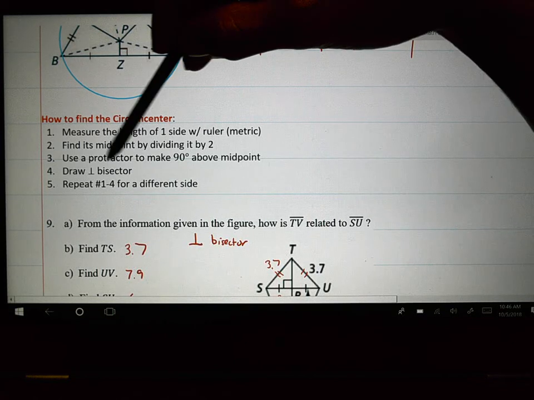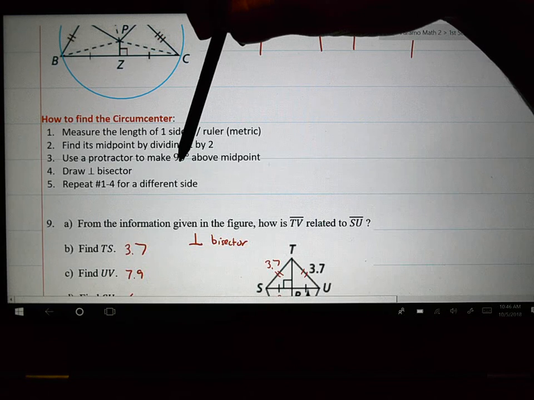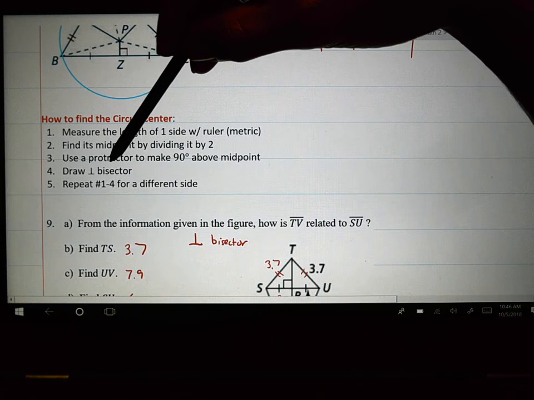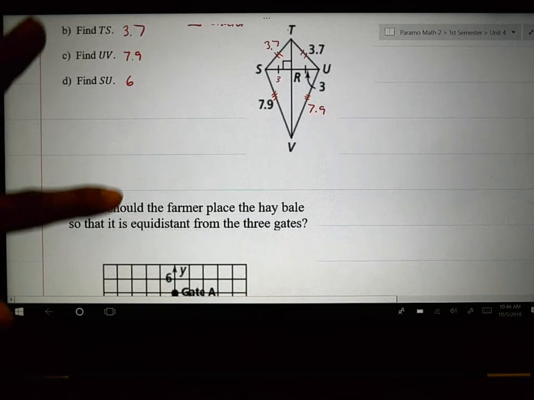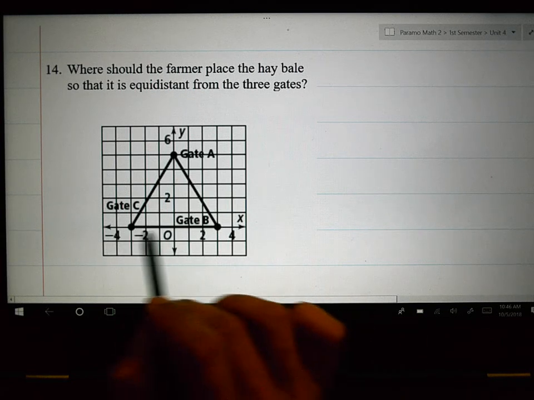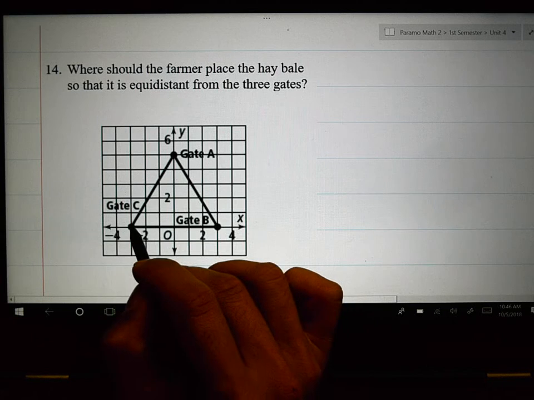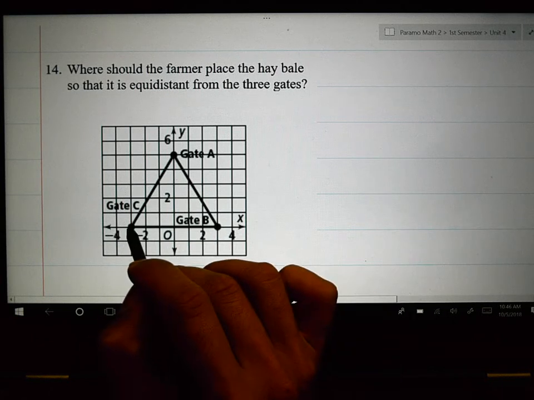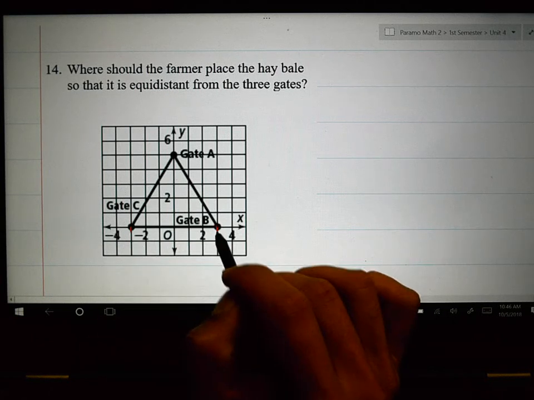You're going to probably need a protractor for that. And then you'll do that for multiple sides. So that's what I'm going to do here. I'm going to pick a side, and I'm going to figure out where the midpoint is. And this is probably the easiest side to start with, this side here, from this point to this point.